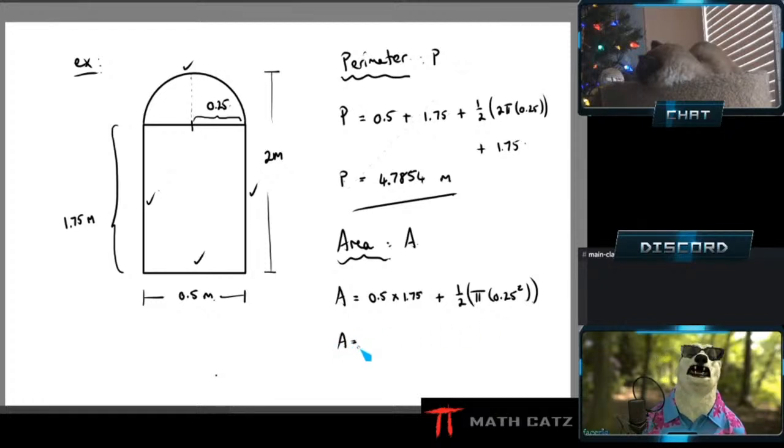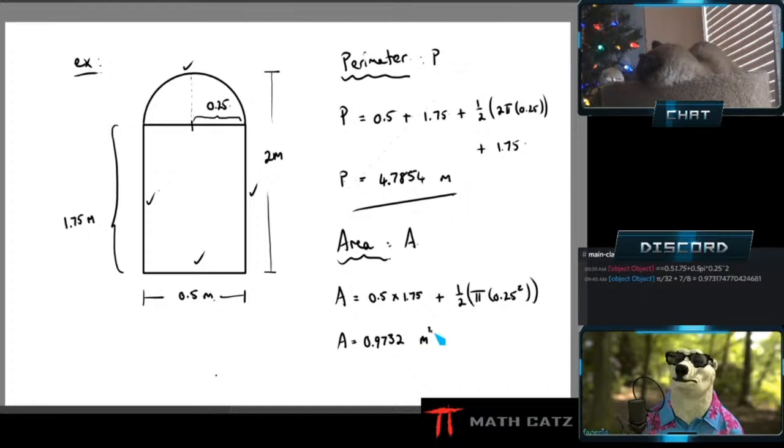So then let's calculate that. See what MathBot says. 0.5 times 1.75 plus 0.5 for the half times pi times 0.25 to the power of 2. MathBot says 0.9732 square meters.